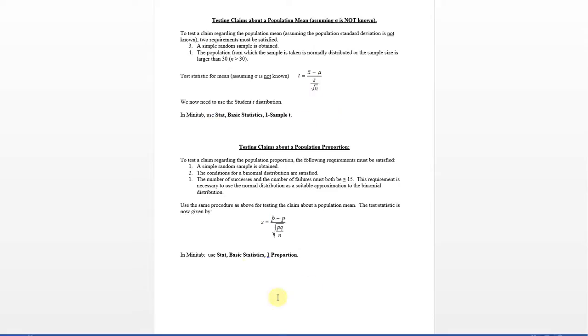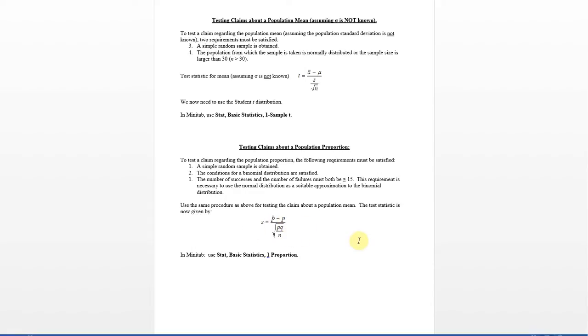And then lastly, if you're dealing with a population proportion, we are simply doing the same thing, only I'm using a one proportion test, and its test statistic is a little bit different, but it still looks the same: the estimate minus the population proportion or parameter, divided by the sampling distribution standard deviation.